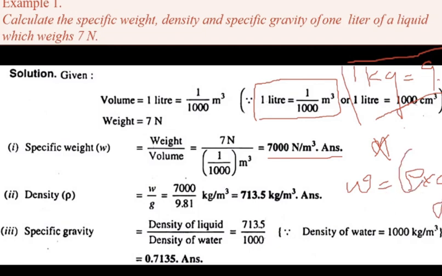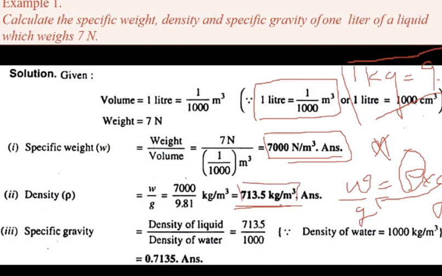What we want? We want the density. So we are sending G to this side. It becomes divisible. So now density, what we have? W by G. What is the specific weight we have got here? That is 7000 Newton per meter cube divided by 9.81, which is the gravity G. So whenever we calculate, we will get 713.5 kg per meter cube. So what is the unit of the density? It is kg per meter cube. It is important. Units are very important. Please keep in mind.